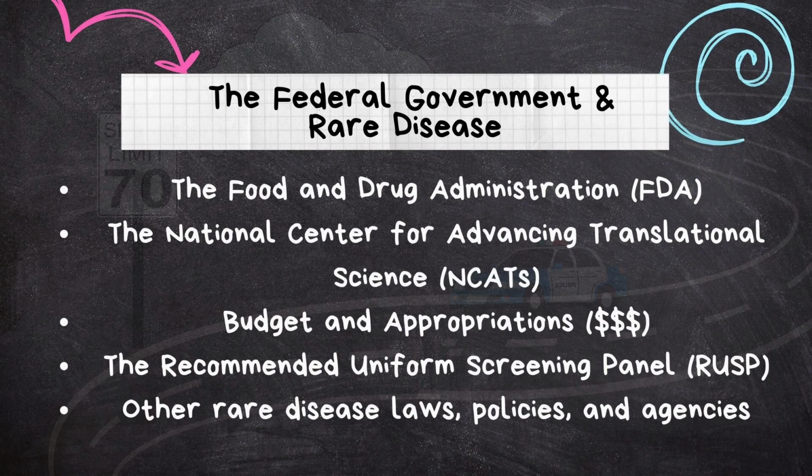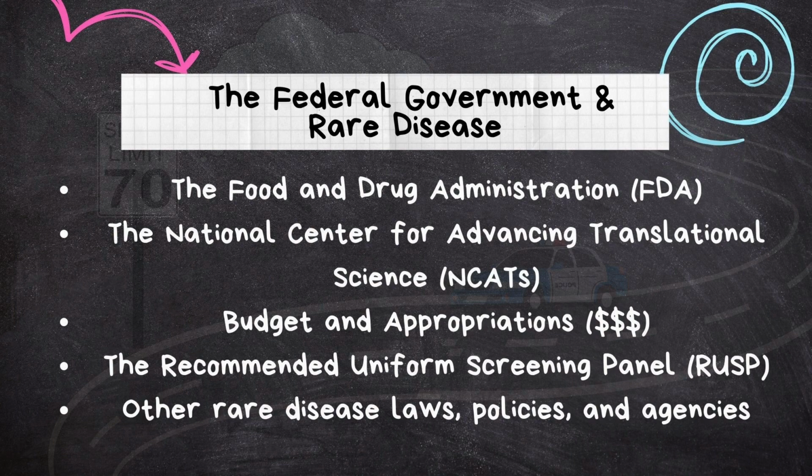It also includes budget and appropriations, which means decisions about how much money the federal government is allocating to different areas. These decisions include choices about how much money to give agencies like the National Institutes of Health, the FDA, and NCATS, and can have a big impact on rare disease research and drug development. Furthermore, the Department of Health and Human Services also sets the Recommended Uniform Screening Panel, or the RUSP, which is a list of conditions that the federal government suggests all states screen newborns for.